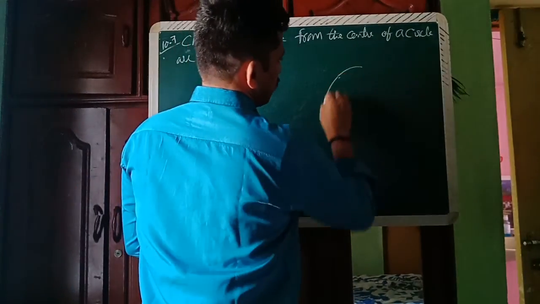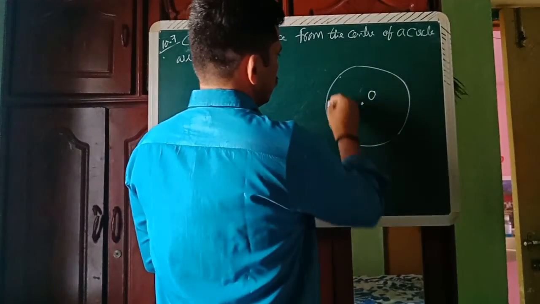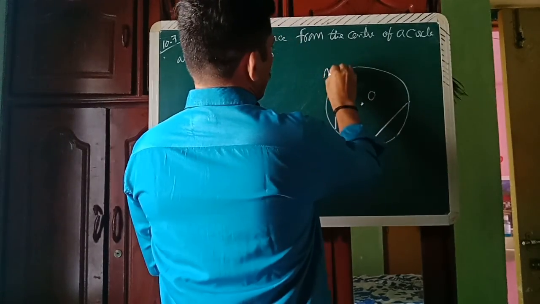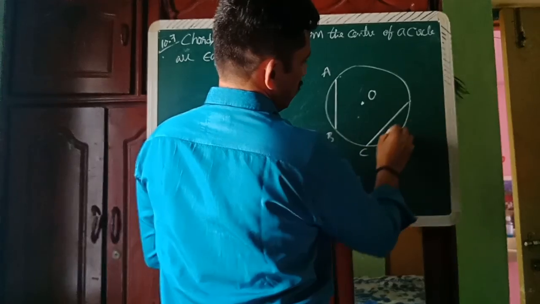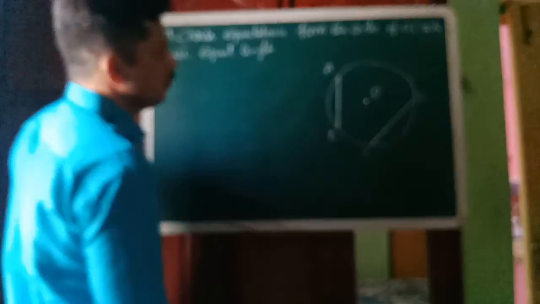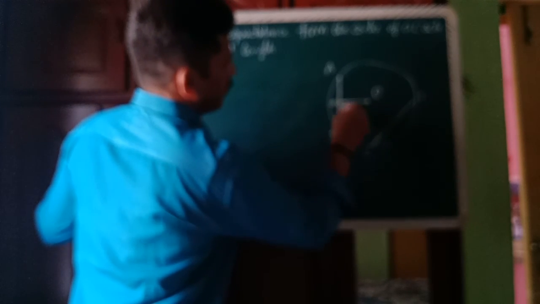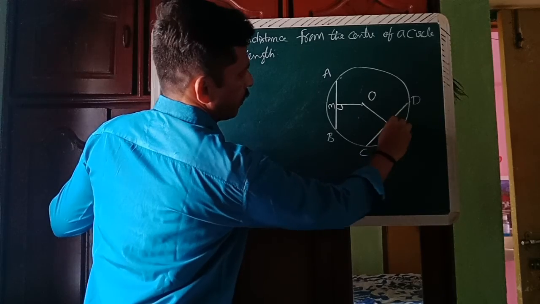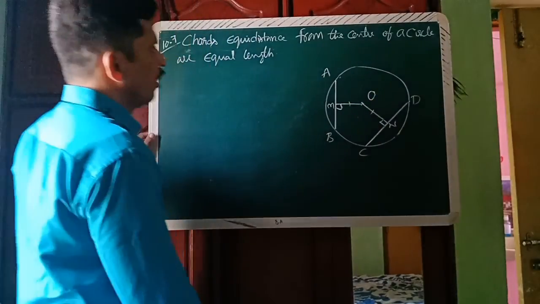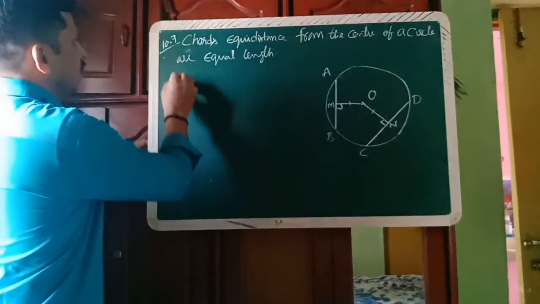So for this purpose, draw the diagram. This is the center of the circle. These two are chords AB and CD. This one is perpendicular OM, this is perpendicular ON. So these two are given equal. How are these two chords equal? I will show they are equal.